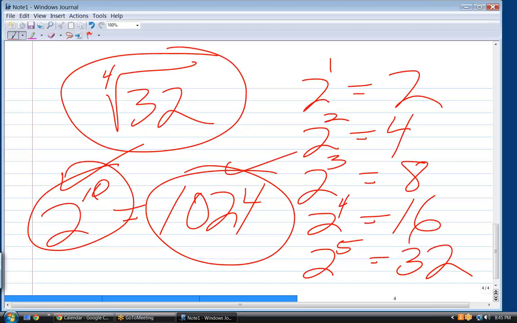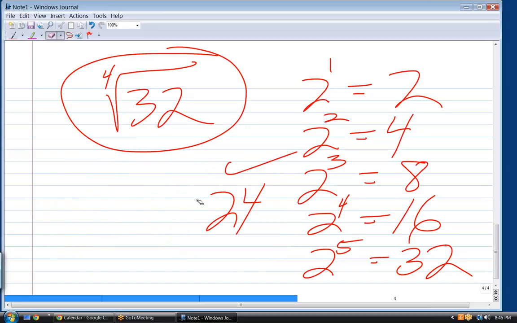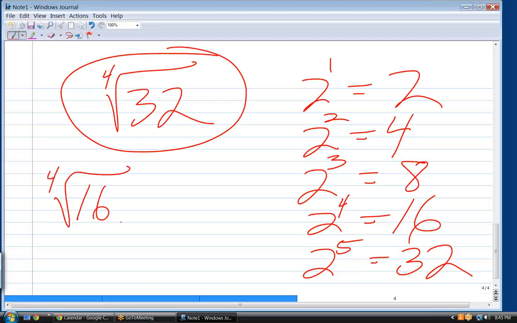So when we have the 4th root of 32, knowing that it's 2 to the 5th that's equal to 32, but 2 to the 4th that's 16, so now I know to write that as this.